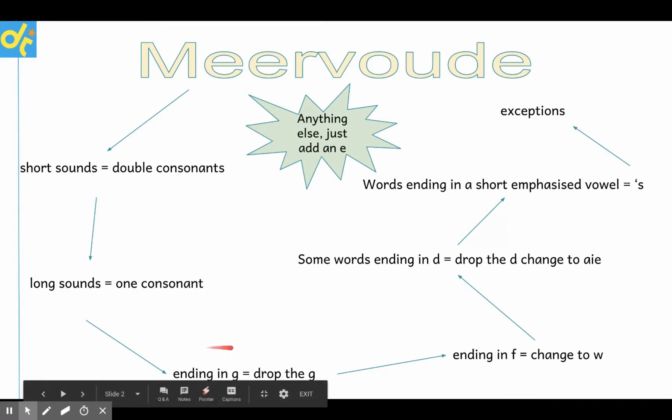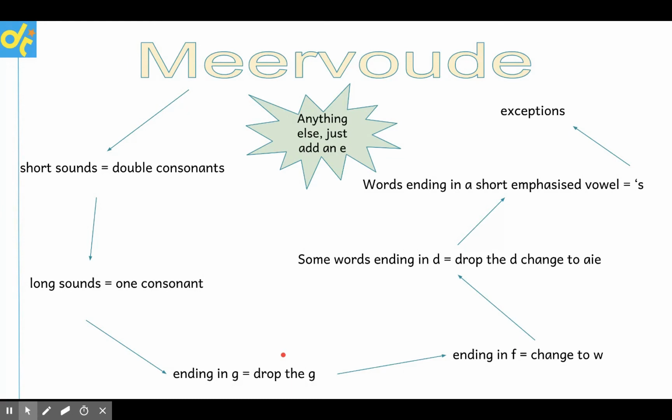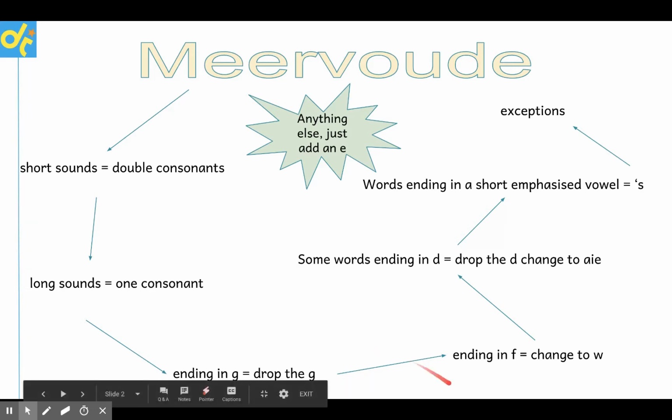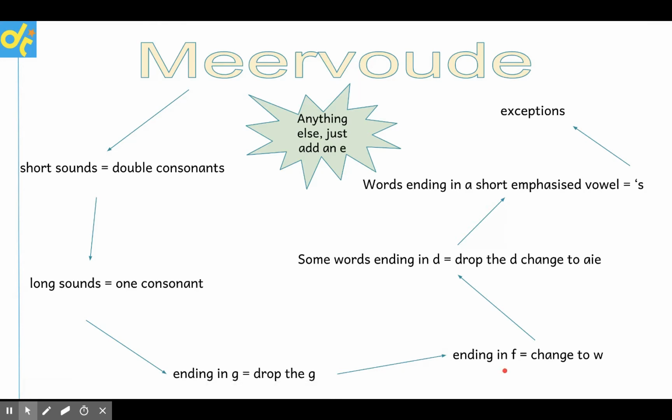Words ending in a G, very important. Drop the G. Drop the G. We don't want the G in meervoude. Meervoude must be smoother. So drop the G. I'm thinking of words like dag, one day, many dae. Drop the G. Add your E. And words ending in F, change to a W. Remember to change your words ending in F to a W.